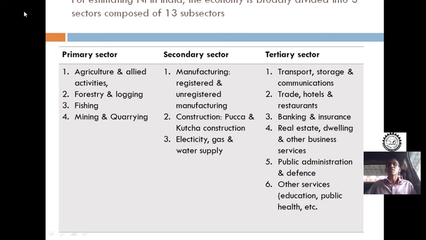In the tertiary sector, the six subsectors are: number one, transport, storage and communications, trade, hotels and restaurants, banking and insurance, real estate, dwelling and other business services, public administration and defense, and other services including education, public health, etc.